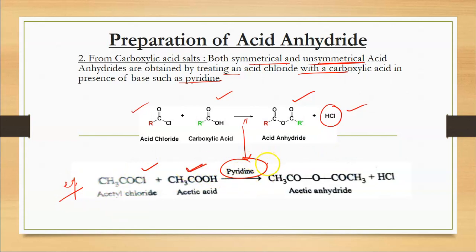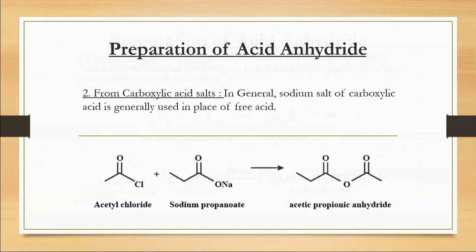Any carboxylic acid you can take, in the presence of a base like pyridine, and it results in the formation of, say, this one, your symmetrical anhydride. Why? Because on both sides they have the same acyl group, correct? So which is why it is your simple or symmetrical anhydride. So this is one example.